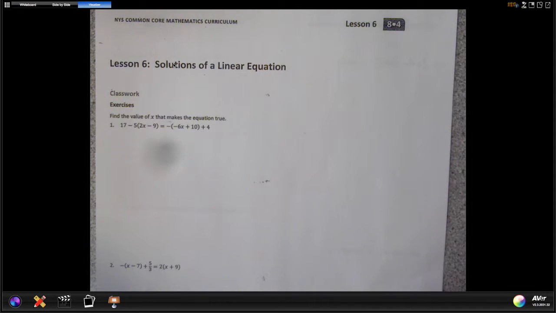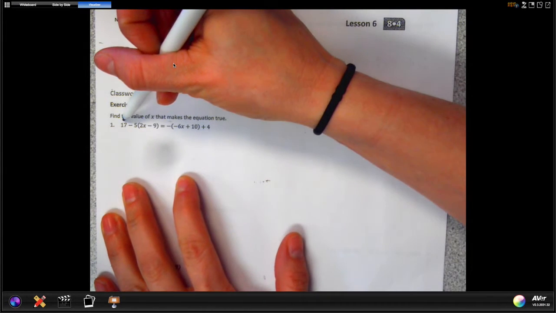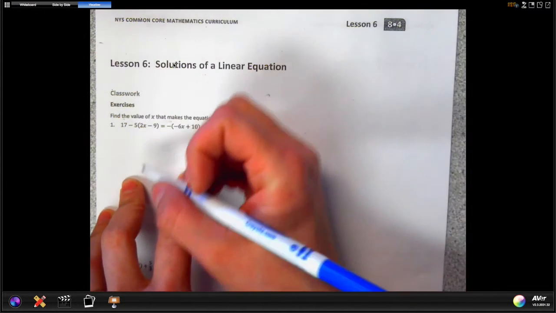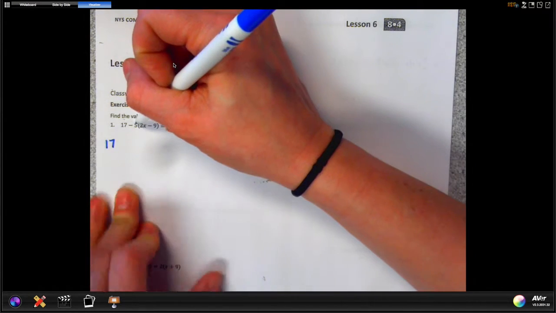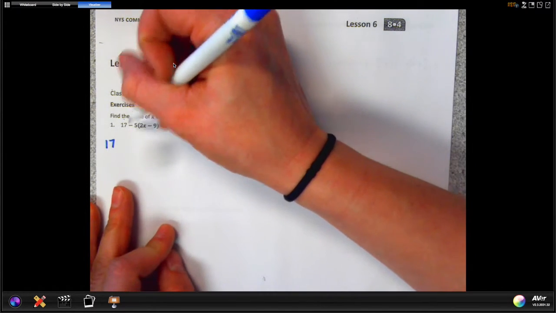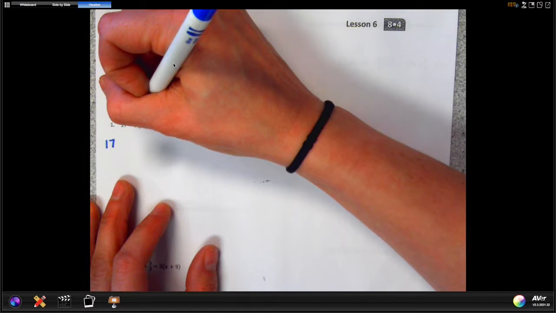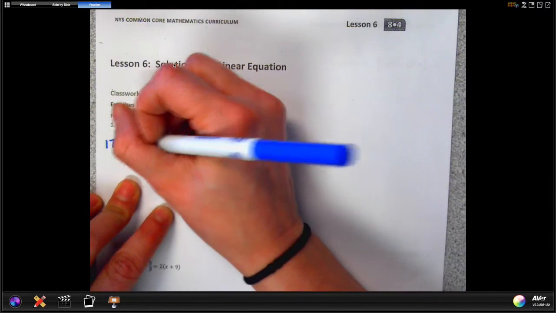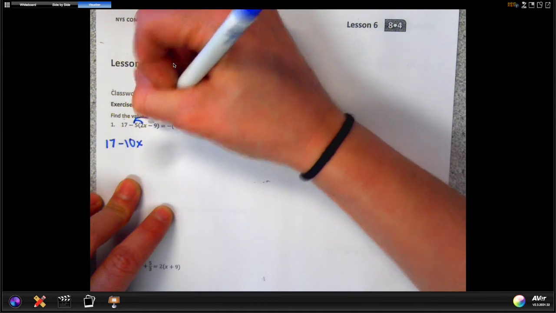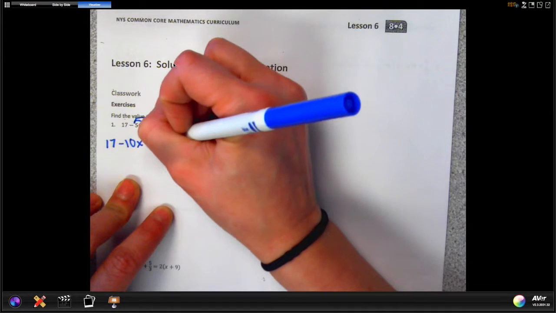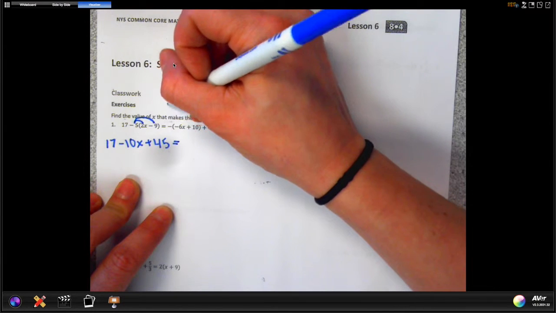So what I do is I check each number. So starting with 17. 17 is not next to a parenthesis, so we're just going to keep the 17 as is. Now 5 is right next to a set of parentheses, and it's actually a negative 5, so we are going to distribute that 5 by multiplying. So we're going to say negative 5 times 2x would be negative 10x, and then negative 5 now times negative 9 is positive 45. We're going to keep the equal sign.